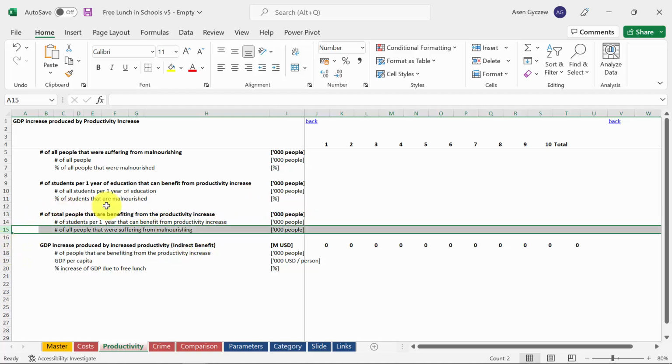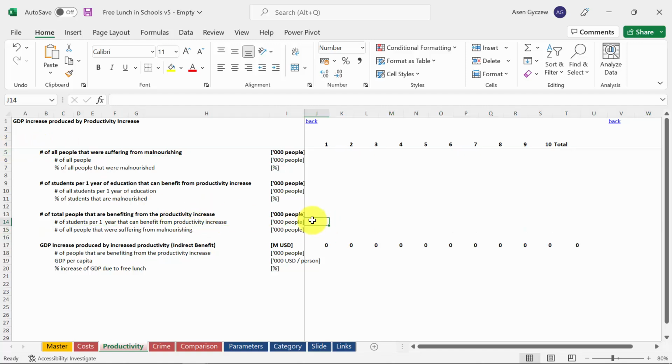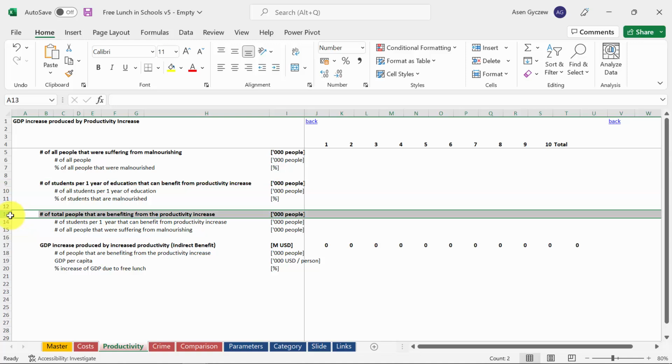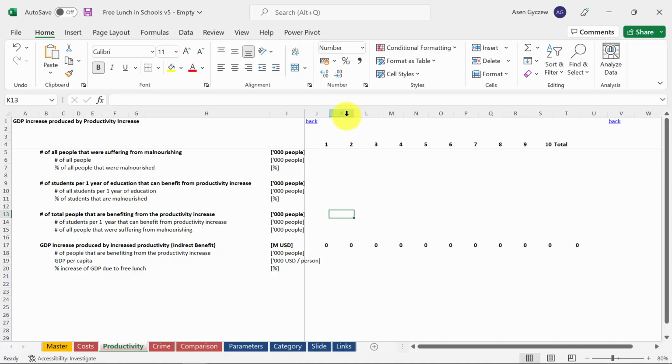The saturation point is actually the number of people suffering from malnourishment in the whole population, which we estimated in row 5. And the batch of students that we release every year, we estimated in row number 9. Therefore, in row 13, we will have a sum of all people released. So in year 2, this will be a sum of students that joined the workforce in year 1 and in year 2. In year 5, it will be all the students up to year 4, so the sum of them, and again, the students that joined in year 5.